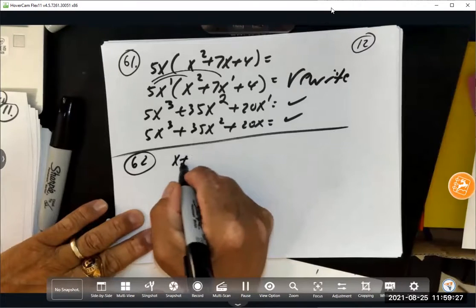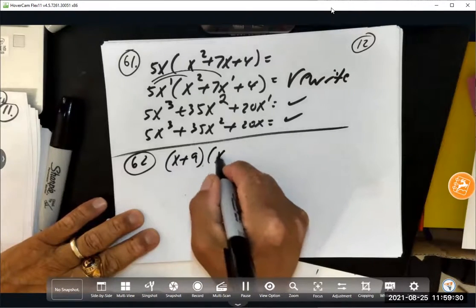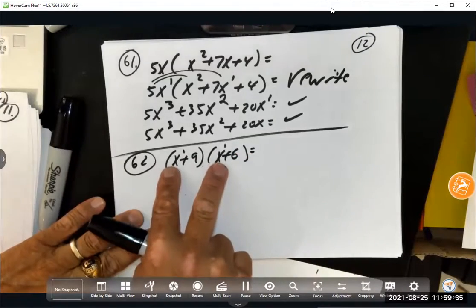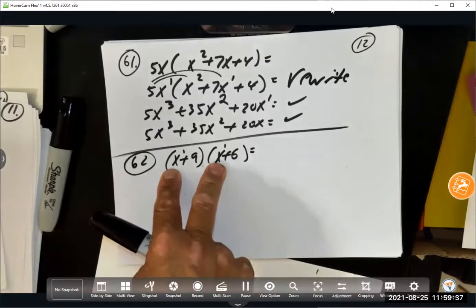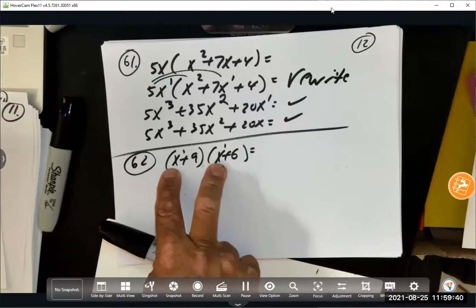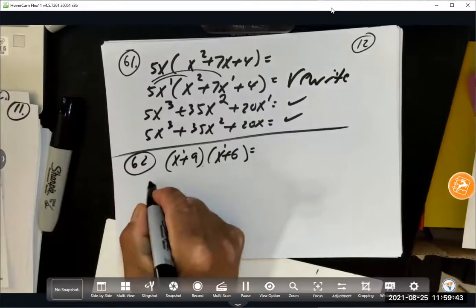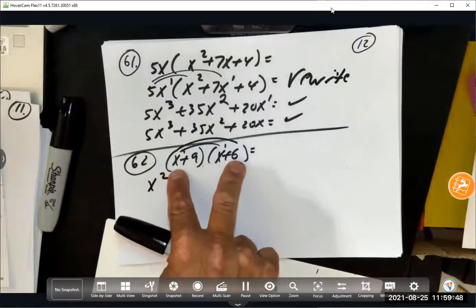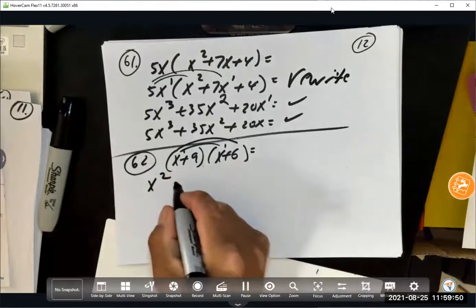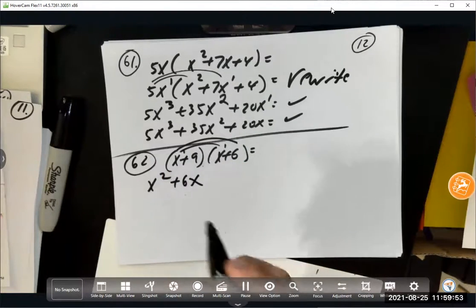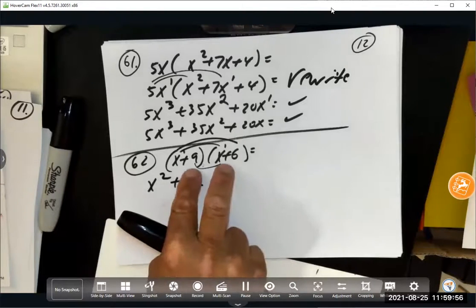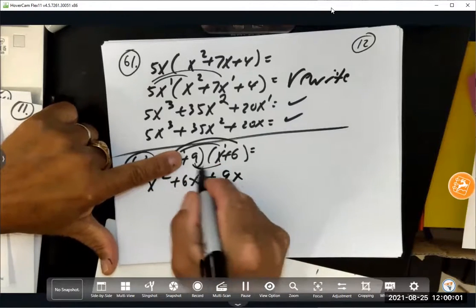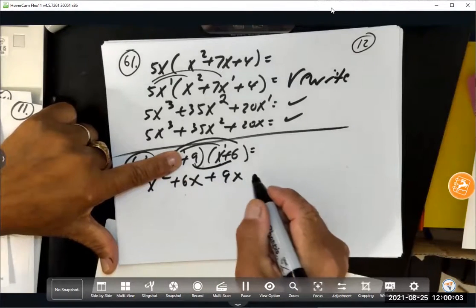So x plus 9 times x plus 6. So 1 and 1. x to the 1 times x to the 1, add the powers because we're multiplying. What is it going to be? You're going to add them up, so x to the second. Yes, x to the second. So now, x times 6, what is that going to be? 6x, positive. And now, 9 times x. 9x, positive. And 9 times 6. Positive 54.